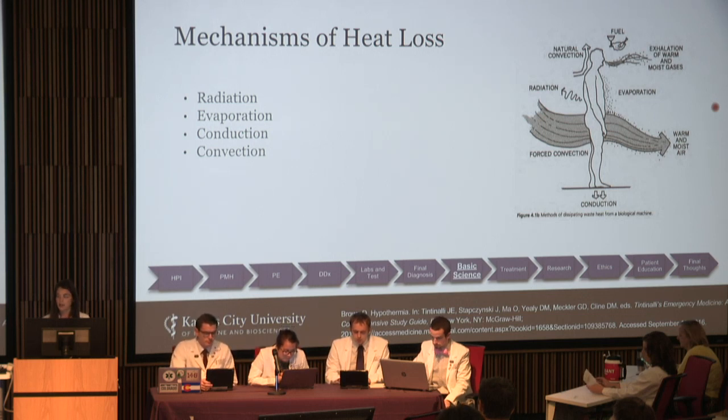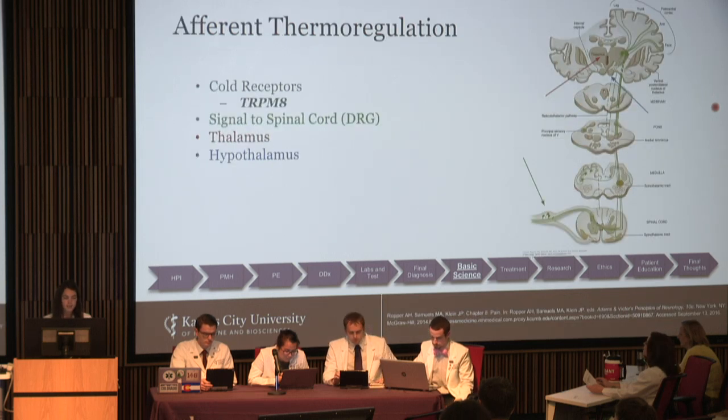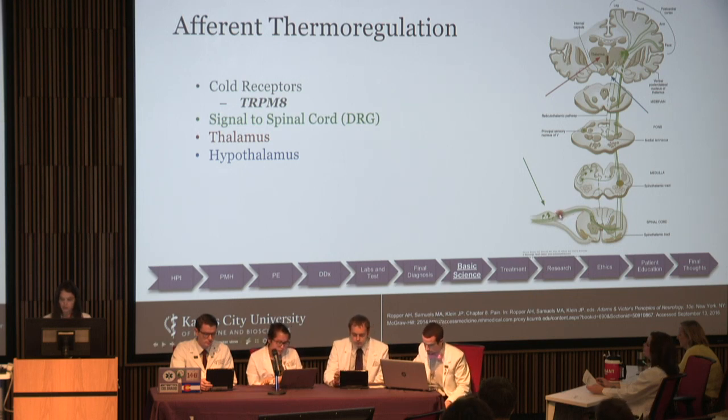Our patient was in 10 to 15 mile an hour winds, so convection plays a larger role in his heat loss. The body senses cold through cold receptors, which sends this signal from the periphery into the dorsal root ganglion, up through the spinal cord, to the thalamus, and then to the hypothalamus.